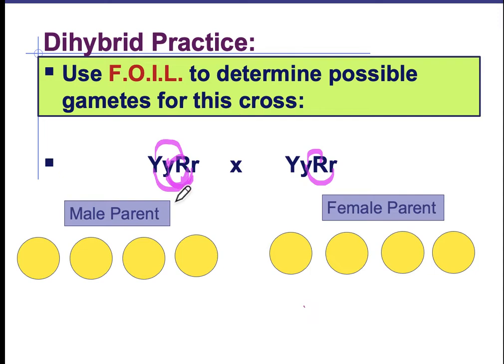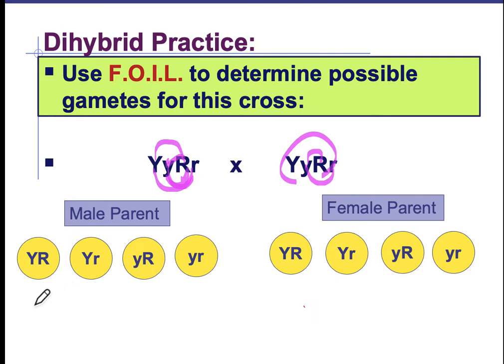For this parent, that means that for the first, I have a dominant Y and a dominant R. For the outside, I have a dominant Y and a recessive R. For the next one, I have a recessive Y and a dominant R. And then for the last, I have 2 recessives, the Y and the R. Because we have the same exact genotypes for both of the parents, we can repeat the process over here and we get the same gametes.